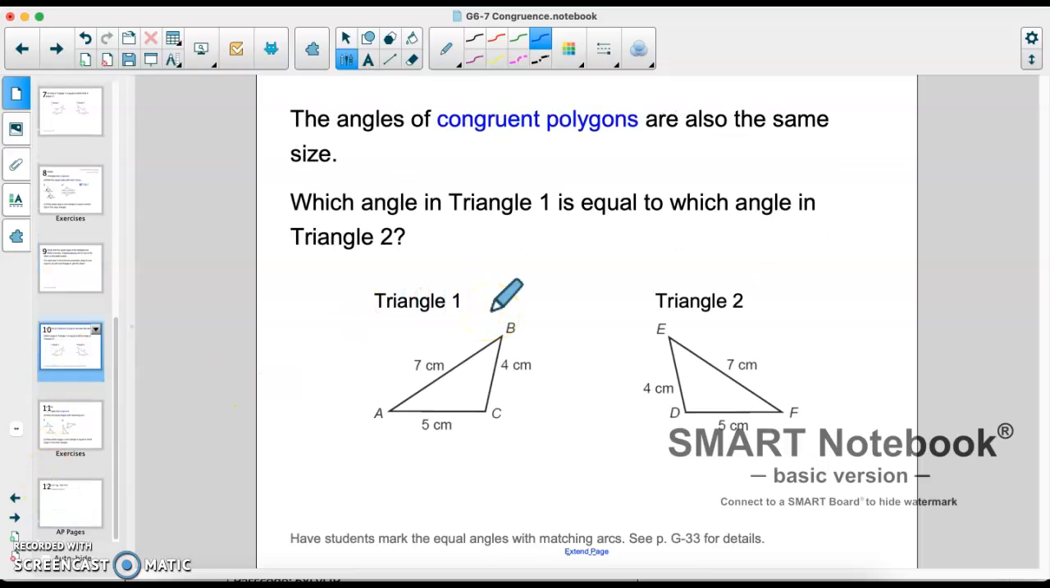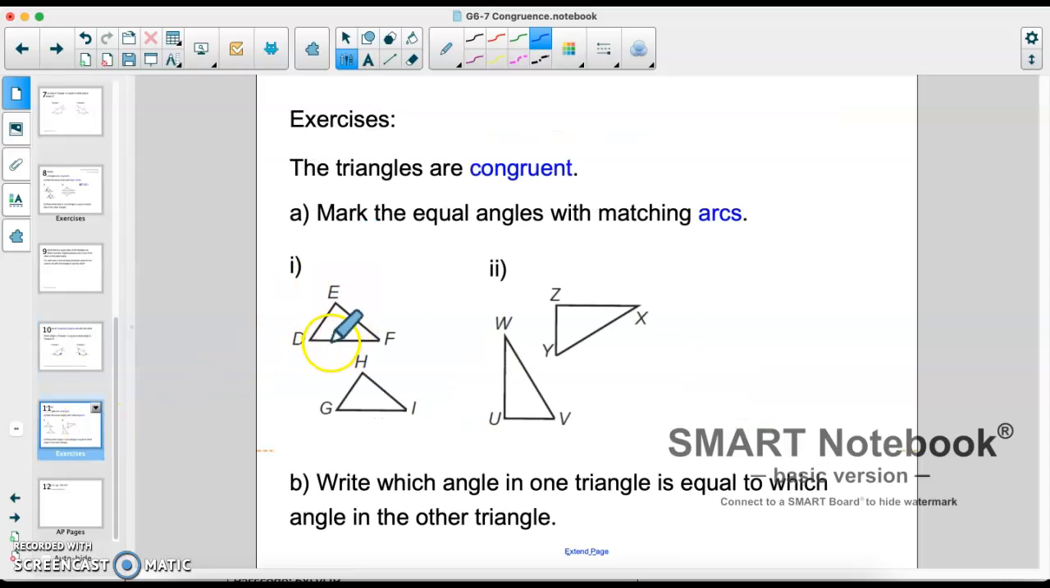We can also talk about angles in congruent polygons, or in these triangles that are equal, right? The same way we mark side lengths, we can mark the angles that are equal. So angle B is equal to angle E. Angle A is equal to angle F. And then angle C is equal to angle D. And again, we learned yesterday about using these arcs to show which angles are the same size. So we're marking which angles here are equal.